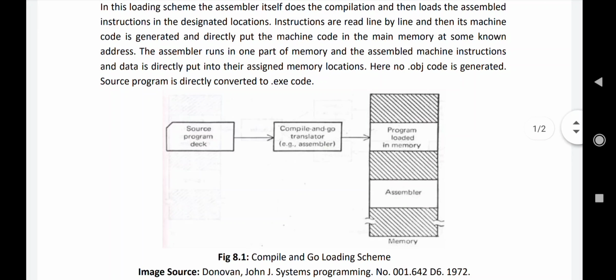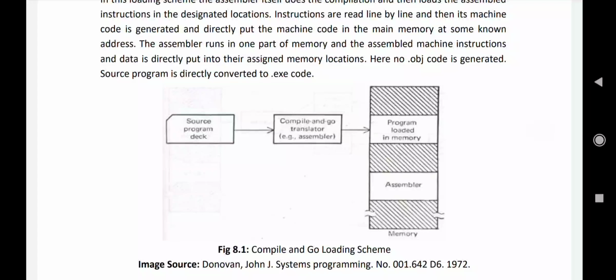In figure 8.1, we see the compile and go loading scheme. The source program deck obtained from pass 2 of the assembler is input to the compile and go loader, which is for example a translator like an assembler, and the program information is then loaded into the memory. You can see the program that is loaded into memory, and you can also see the memory is occupied by the assembler also. So this space which is occupied by the assembler is wasted in this type of loading scheme.